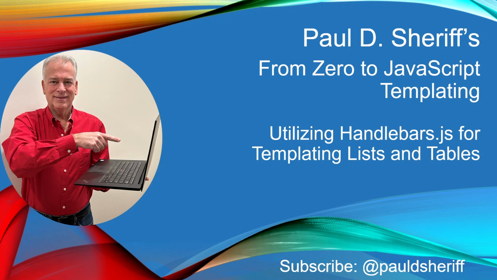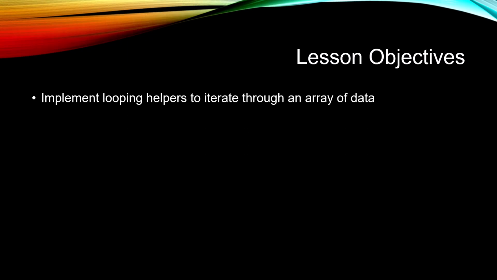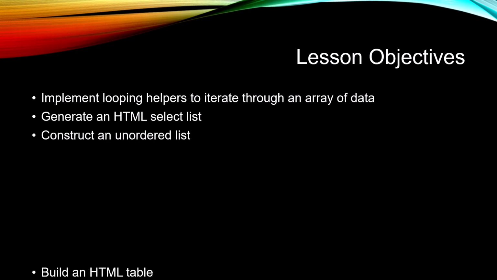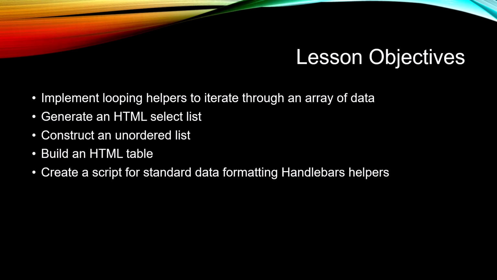This lesson is utilizing Handlebars.js for templating lists and tables. The objectives for this lesson are to implement looping helpers to iterate through an array of data, generate an HTML select list, construct an unordered list, build an HTML table, and create a script for standard data formatting Handlebars helpers.